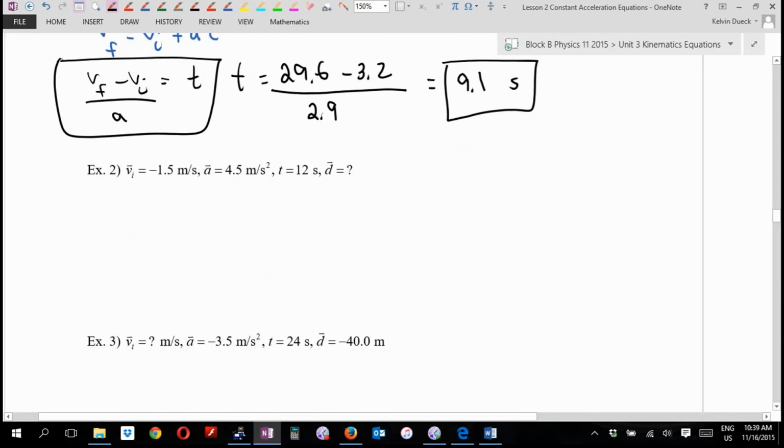Example 2. Cam, when you're done yawning, what are they asking me to find? Or displacement. I think technically displacement, but you know what? As long as we're careful with our inputs, the values will take care of themselves and we'll get the right answer anyhow. Okay? You know what? D. That's what they're asking me to find. What else did they give me? VI, A, and T. I'm looking for an equation that has those in it. Or if you want to, you can say, what's missing? There's no VF, so I can't use an equation that has a VF in it.